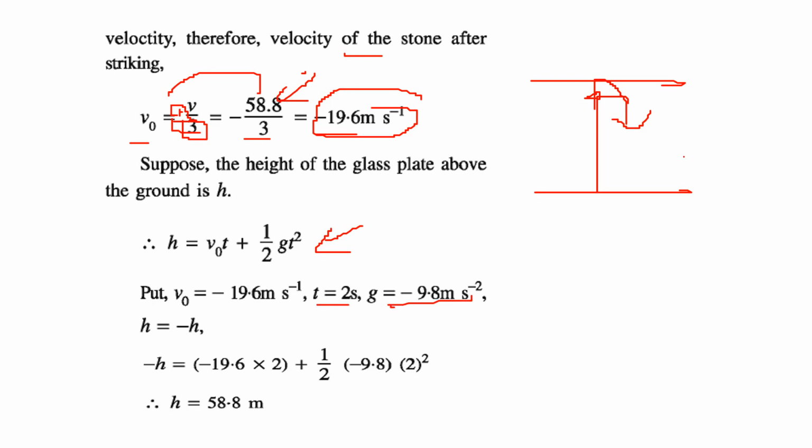Gravity will always be on this side. But h equal to minus h. Why? Because the height is in the opposite direction. So minus h, if we take minus as this one, height has to be taken also in negative. So let us put this all in this equation. We get h equal to 58.8 meter.